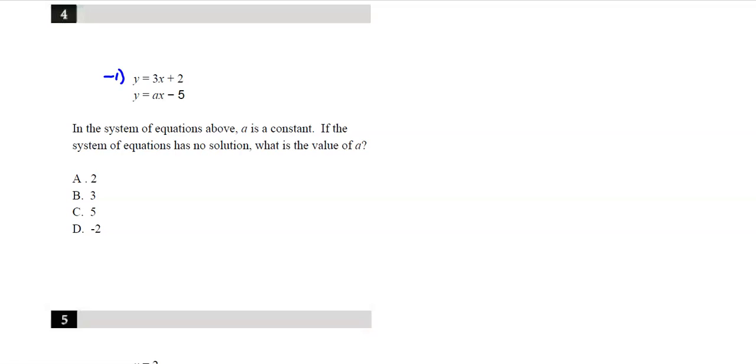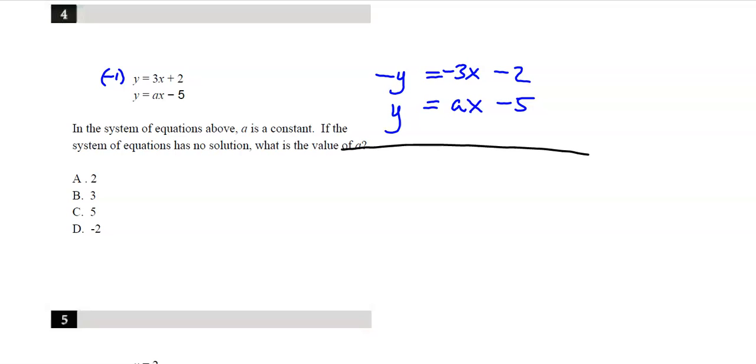Let's do the top row by -1. So I get negative y equals negative 3x minus 2. The bottom row I get y equals ax minus 5. Well, now we can try to eliminate y's. My numbers are not going to get eliminated, which is what I want. But to eliminate x's, it looks like a needs to be 3. So the value of a is going to be 3.